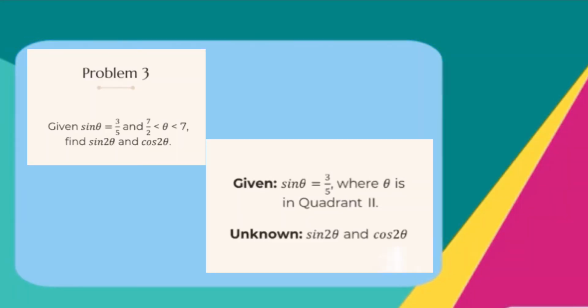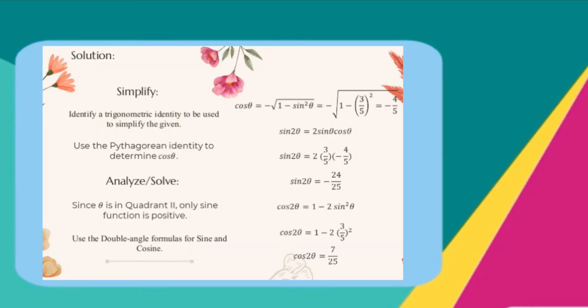Problem 3. Given sine theta is equal to 3 over 5 and pi over 2 less than theta less than pi, find sine 2 theta and cosine 2 theta. With the given sine theta equal to 3 over 5 where theta is in quadrant 2, the unknowns are sine 2 theta and cosine 2 theta. Simplify. Identify the trigonometric identity to be used to simplify the given. Cosine theta is equal to negative square root of 1 minus sine squared theta, equal to negative square root of 1 minus 3 over 5 squared, equal to negative 4 over 5. Then we use the Pythagorean identity to determine cosine theta.